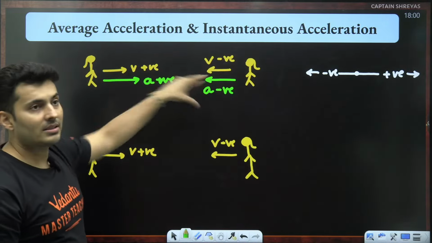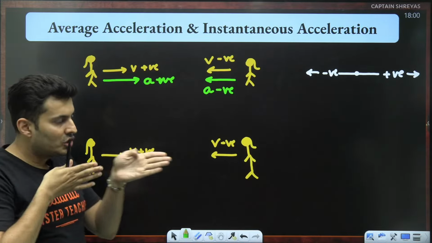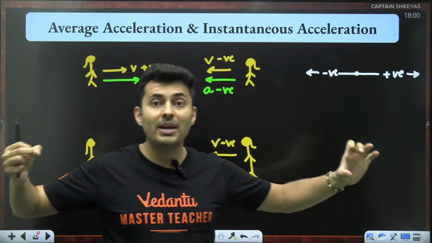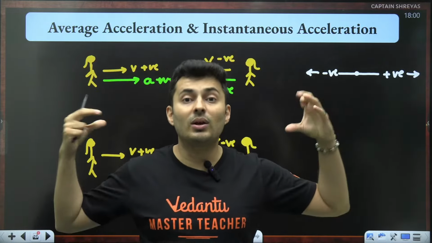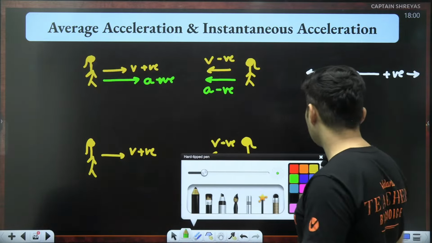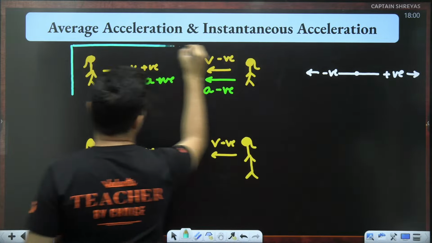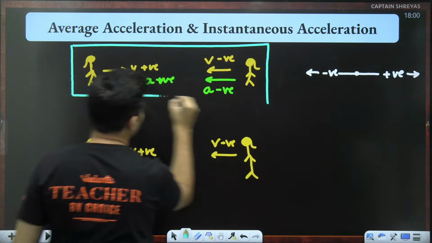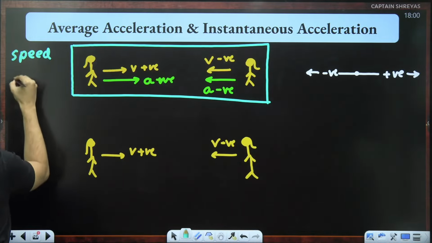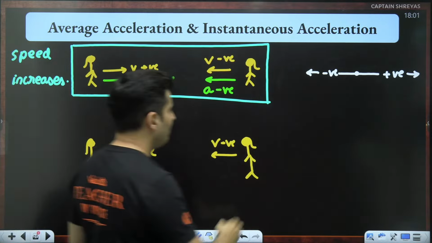In both the cases on the top, your velocity and acceleration are in the same direction. So your acceleration will extend the velocity's arrow mark. It will make it bigger and bigger. Your velocity will become bigger. That means the speed will increase in both the cases. So in both of the above cases, the speed increases. Very, very important.